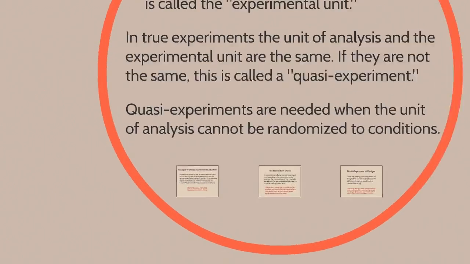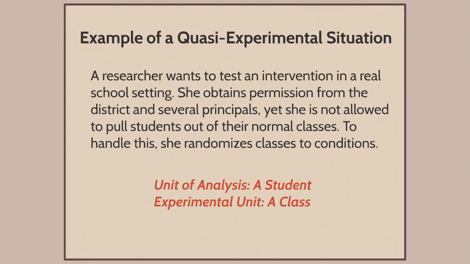Here's an example. A researcher wants to test an intervention in a real school setting. She obtains permission from the district and several principals, yet she is not allowed to pull students out of their normal classes. To handle this, she randomizes classes to conditions.